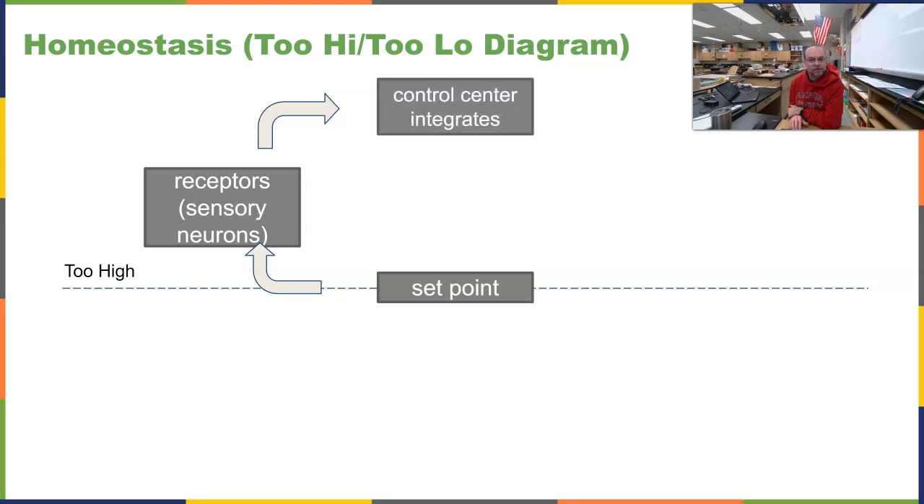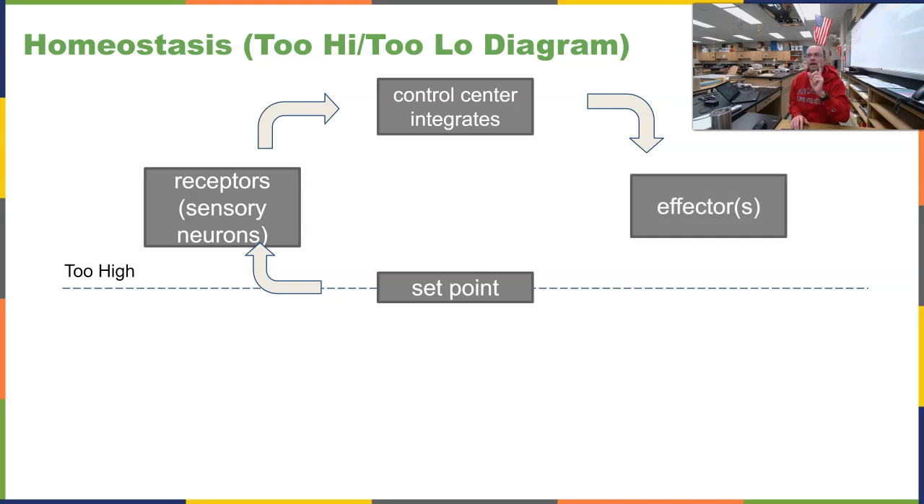The control center integrates all this information and makes the decision that we're above the set point. We need to come back down to the set point. So the control center decides on what effectors are going to kick in, and the control center sends efferent motor impulses away from the control center to those effectors, or effector if there's just one, and hopefully when that effector or effectors kick in, we'll come back down to the set point.